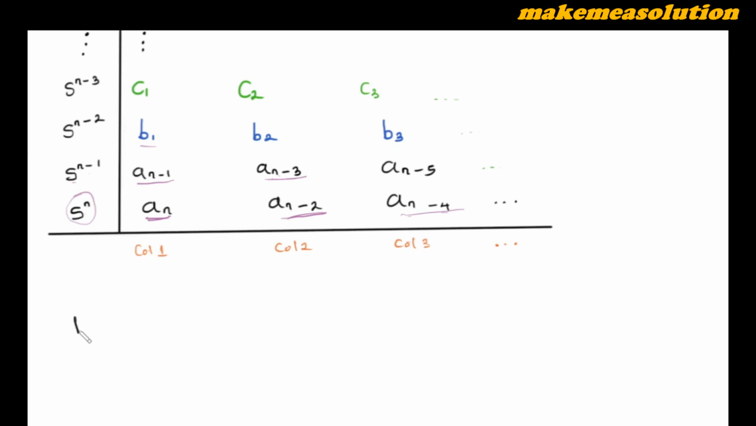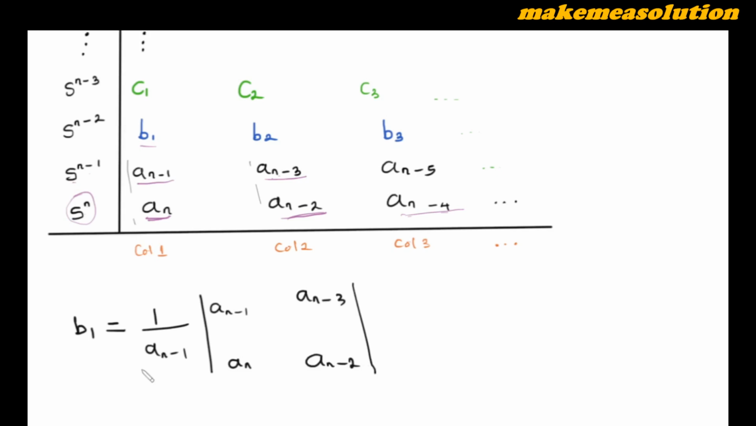So to get B1, okay, B1 is going to be 1 divided by an minus 1. And you now solve these determinants. The determinants will comprise of this term here and this term here. Okay, so you have an minus 1, an, and you now have an minus 3 and an minus 2, like this. So this is for our B1. Is that okay? So let's check out our B2.